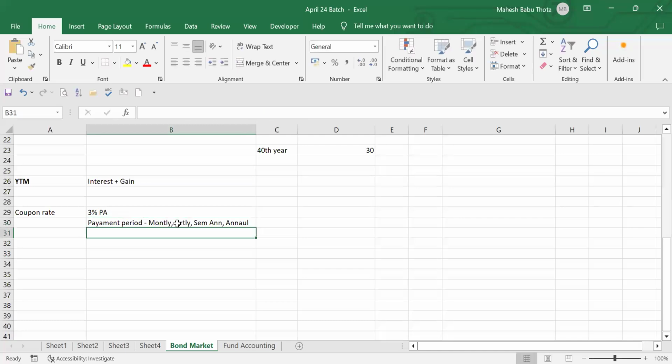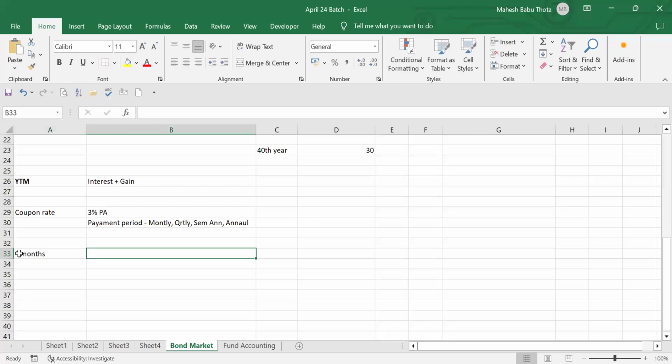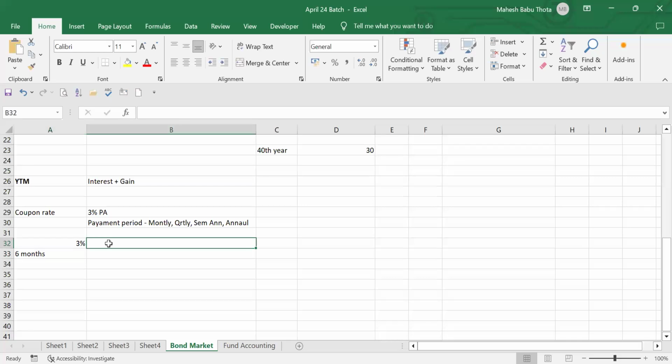It can be anything. The payment period. Suppose the coupon rate is 3% per annum. If the interest payment is semi-annual, for 6 months once we are paying interest. For how many months are we getting the interest? For 6 months. What is the interest rate per annum? 3%. Let's assume the bond face value.